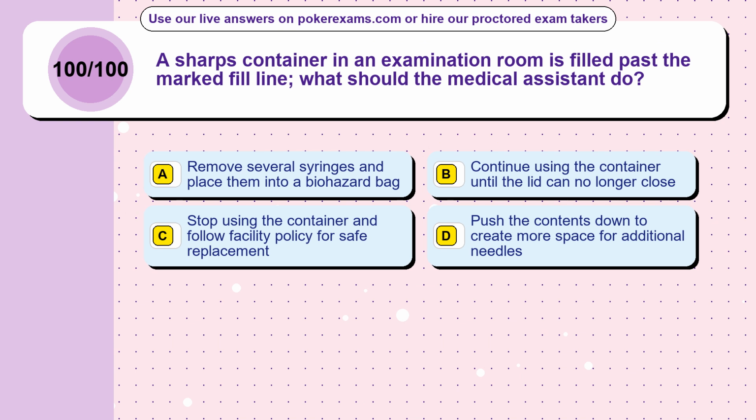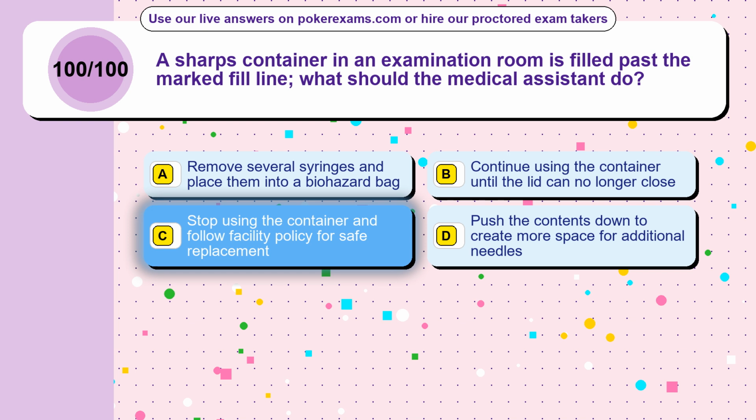Question 100. A sharps container in an examination room is filled past the marked fill line. What should the medical assistant do? Option A. Remove several syringes and place them into a biohazard bag. Option B. Continue using the container until the lid can no longer close. Option C. Stop using the container and follow facility policy for safe replacement. Option D. Push the contents down to create more space for additional needles.